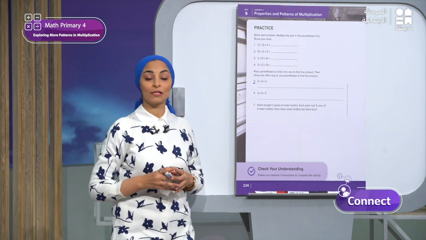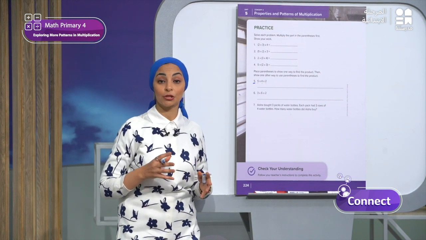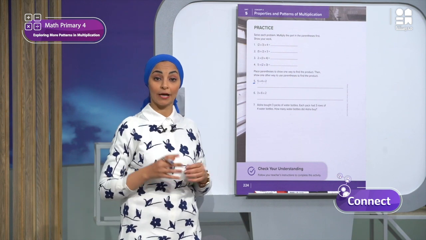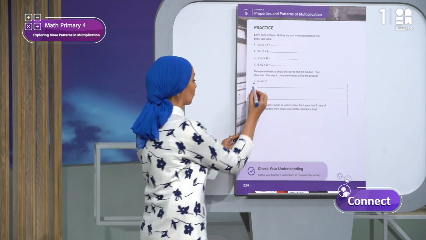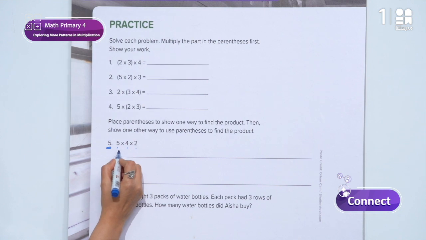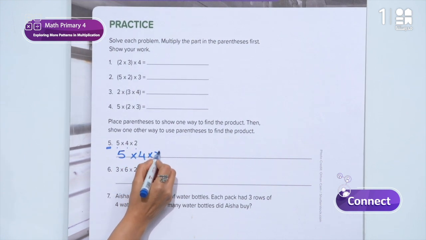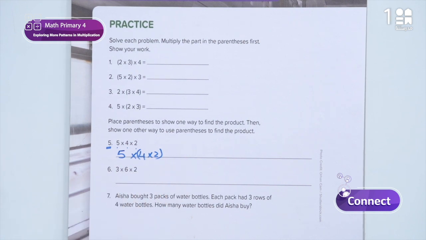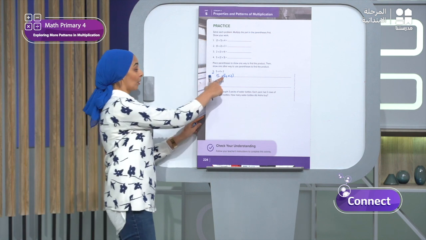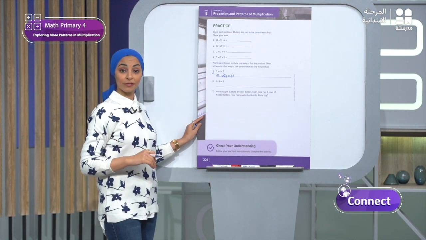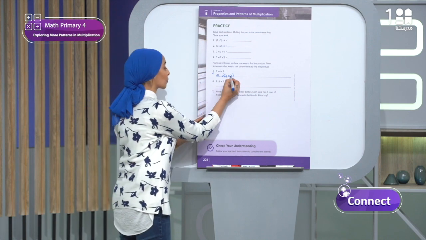طيب ممكن حد يقول لي I will multiply 2 times 4 وأحط ال brackets around 2 and 4. تعالوا نشوف كده. ممكن أكتبها 5 times 4 times 2. ممكن حد يقول لي I will multiply 4 times 2 first. أحط ال bracket between 4 times 2. طيب when I put the brackets I must solve the numbers in the brackets first. So 4 times 2 equals what?